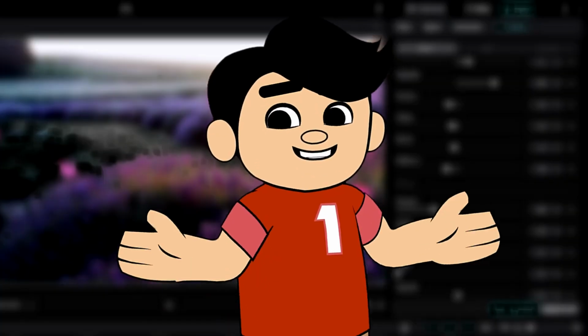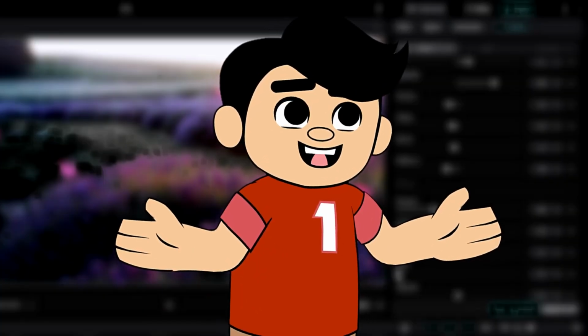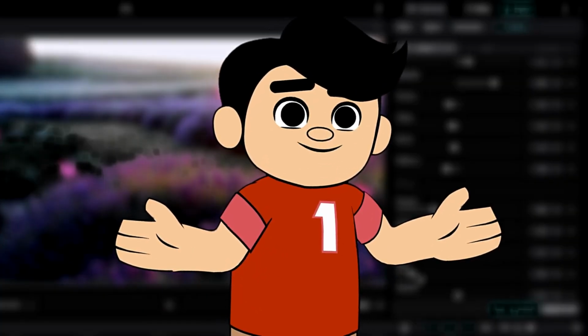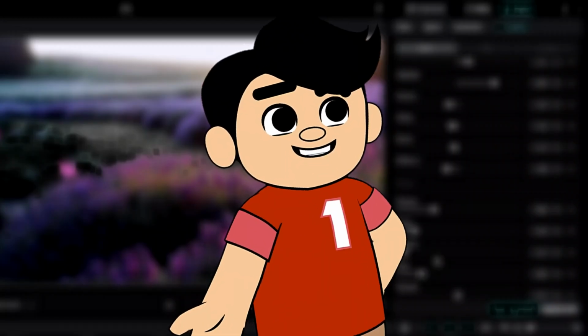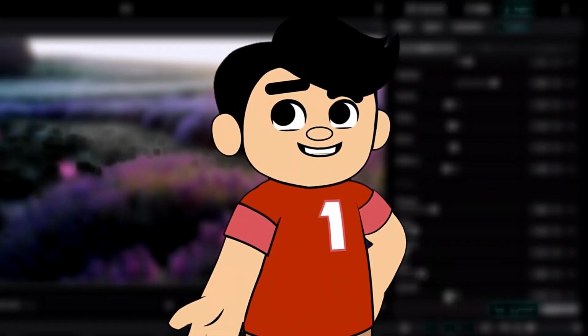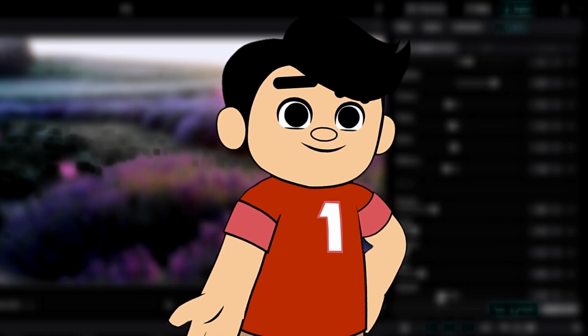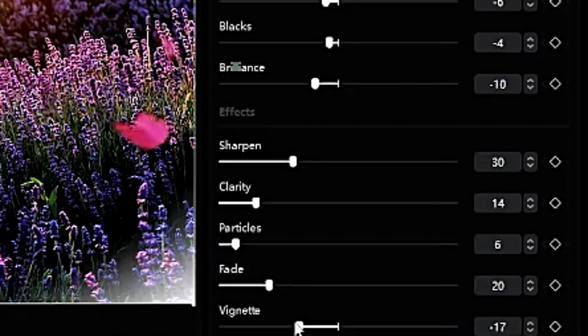Fades. Fades create smooth transitions between clips or signal the end of a scene. I'll set this to 20%. Vignette. A vignette subtly darkens or lightens the edges of the frame compared to the center. I'll set this to -17%.